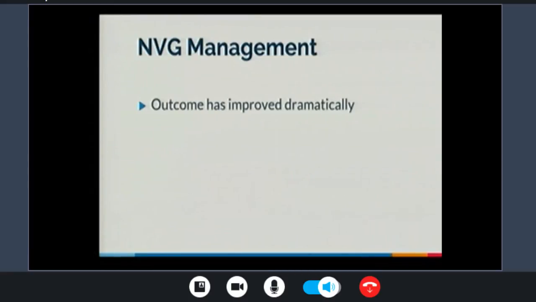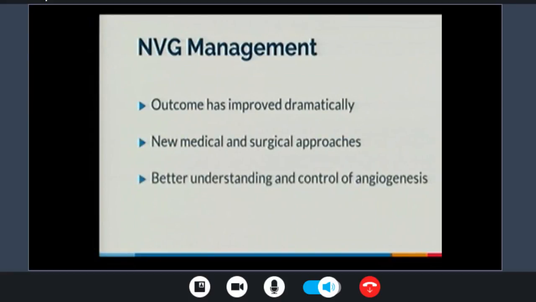So since that time, in the early or late 90s and in the last 2 decades, the outcome has improved dramatically for patients with neovascular glaucoma, vision-wise and in keeping their eyes, minimizing our need to go and remove the eye. This is because of the better understanding, as we mentioned earlier, of the underlying pathology, the mechanism of formation of these new vessels, or angiogenesis. This is very important.